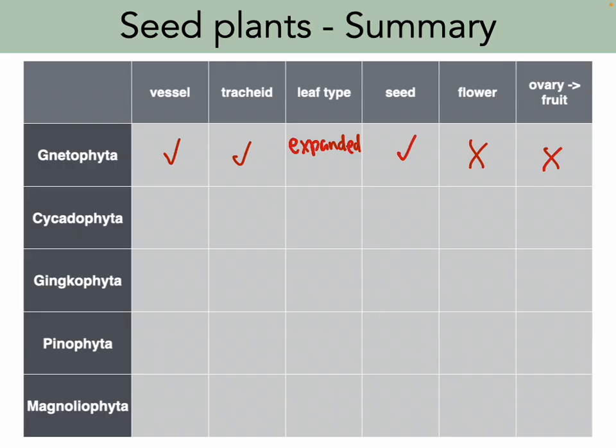Just yes and no for most columns except for the leaf type. What do the leaf look like? Or you can draw the picture if it helps. Expanded leaf for here.